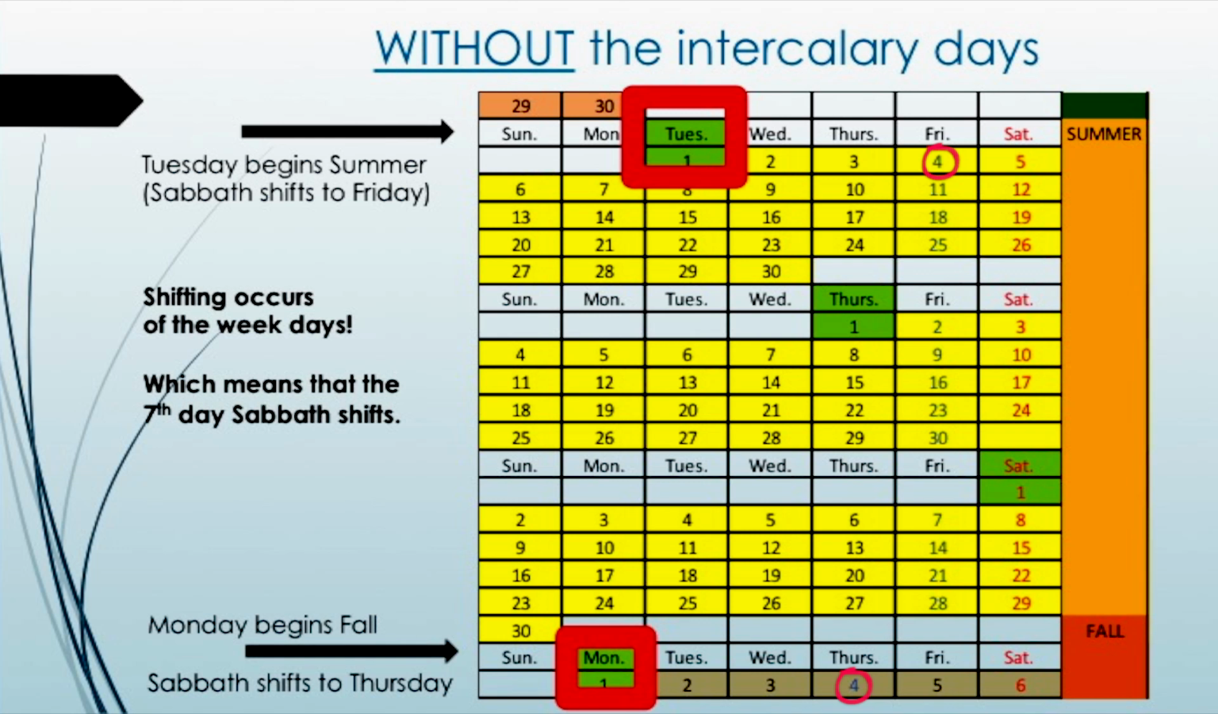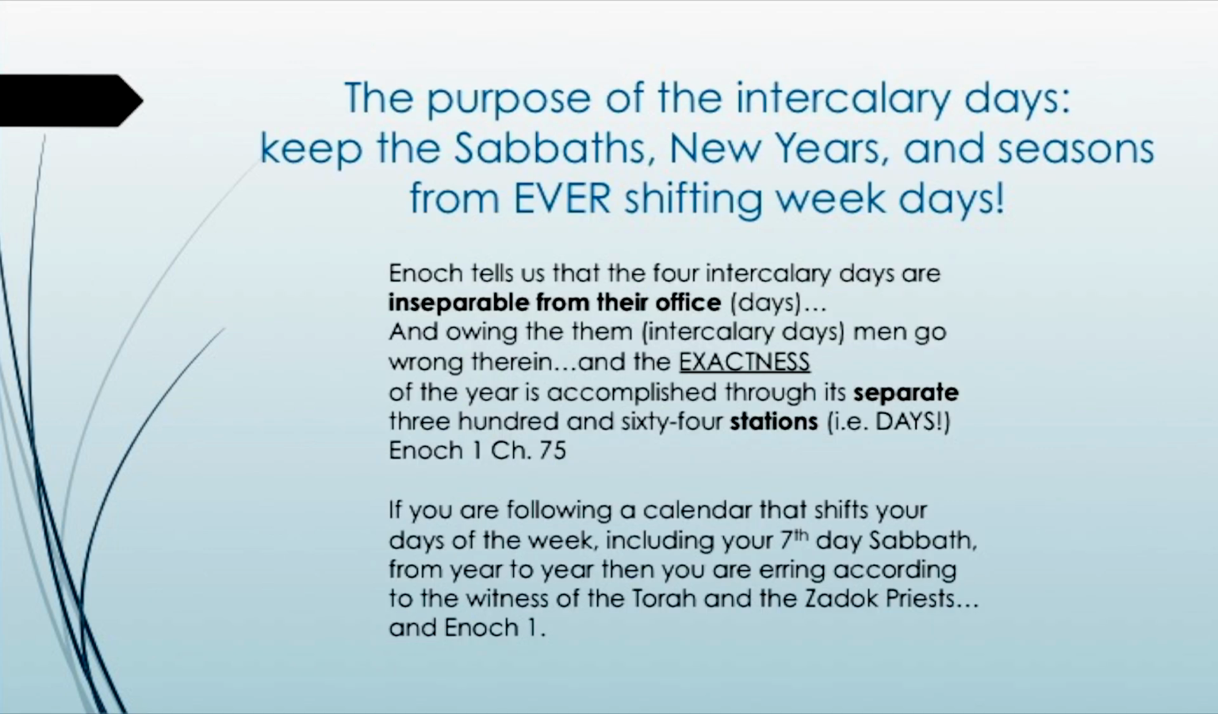Now you see there's the shifting from season 1, the 4th day being on Shabbat, the 7th day. Season 2, the summer, now your Shabbat is on Friday, the 6th day. So you've not worked 6 days and rested the 7th, you've worked 5 days and you're resting the 6th. And then you move forward to the next season, fall, and your Shabbat shifts once again, and now it's on the 5th day, or Thursday in our modern times. So the purpose of the intercalary days is to keep the Sabbaths, the new years, and the seasons from ever shifting weekdays, ever.